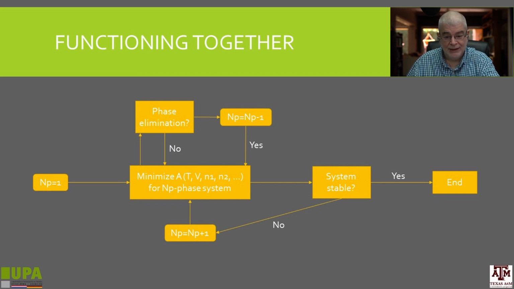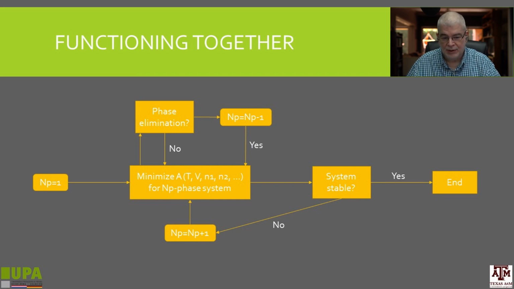what happens next? If you start with one phase, you test the stability of the system, the thermodynamic stability. If the system is unstable, you add a phase to the system and you repeat the exercise of minimizing the Helmholtz energy. And when you do that, especially when you're doing calculations close to phase boundaries with systems with more than 3 phases, it's necessary to test for the possibility of eliminating a phase and this leading to a decrease in the thermodynamic potential.